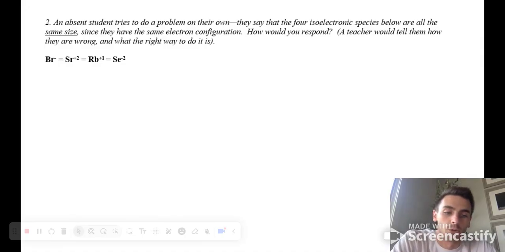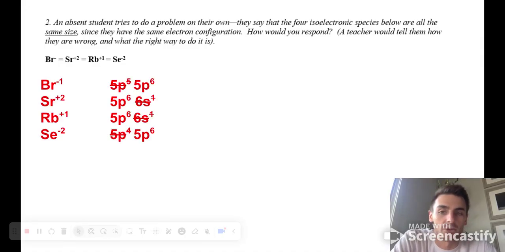So going through our steps, as always, we want to start with electron configuration. So bromine, that's a -1. Remember, if there's no number, it's 1. Normally 5p5, but if it gains 1, it's 5p6. Normally strontium is +2, so that should say 5s2. Whoops. It loses both of those. Now it looks like 5p6, which is that noble gas.